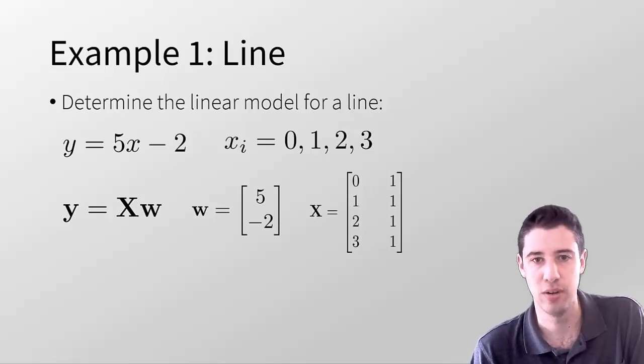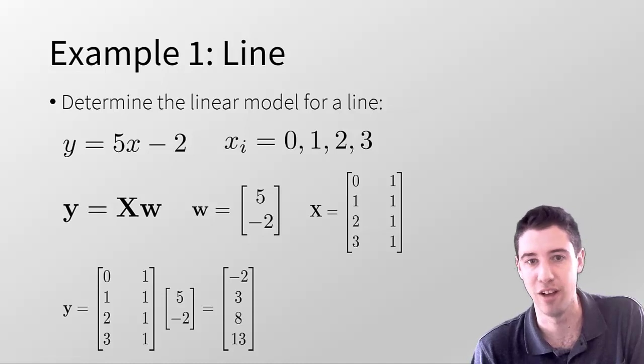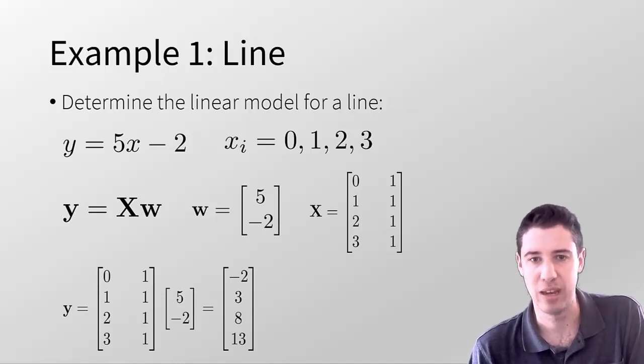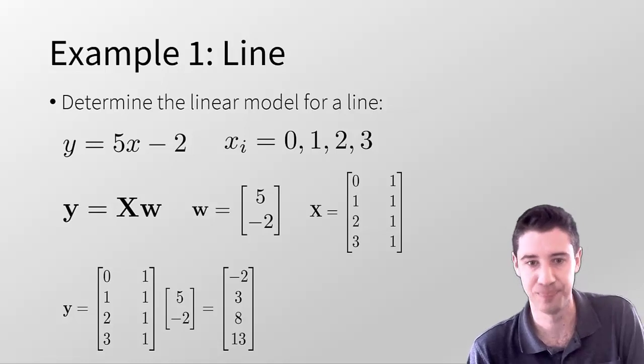Finally, we can substitute in our 4 inputs. Now that we've determined our input matrix and weight vector, we can plug them into our formula to solve for the corresponding outputs. We can do this by performing matrix multiplication. After matrix multiplication, we see that our 4 inputs have led to an output matrix with 4 corresponding outputs.